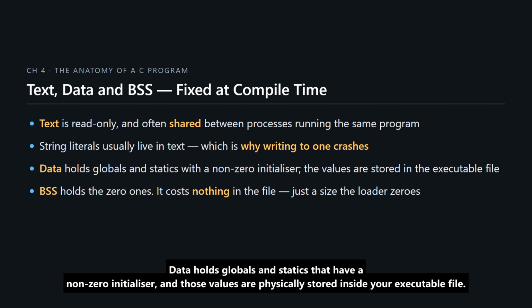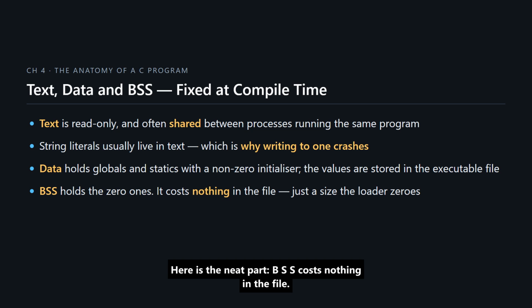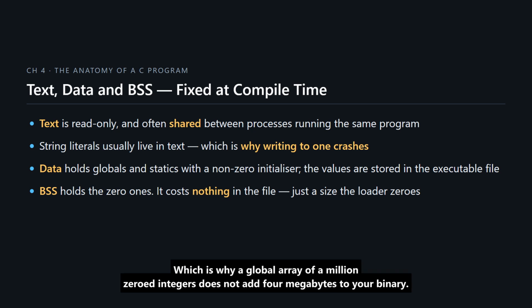Data holds globals and statics that have a non-zero initializer, and those values are physically stored inside your executable file. BSS holds the ones that start at 0. Here is the neat part: BSS costs nothing in the file. It is recorded as a size, and the loader zeros that many bytes at startup, which is why a global array of 1,000,000 zeroed integers does not add 4 megabytes to your binary.